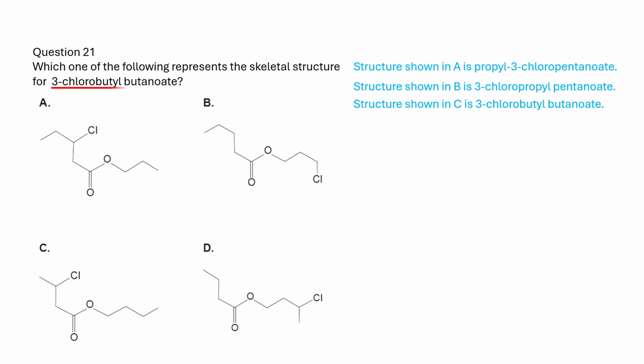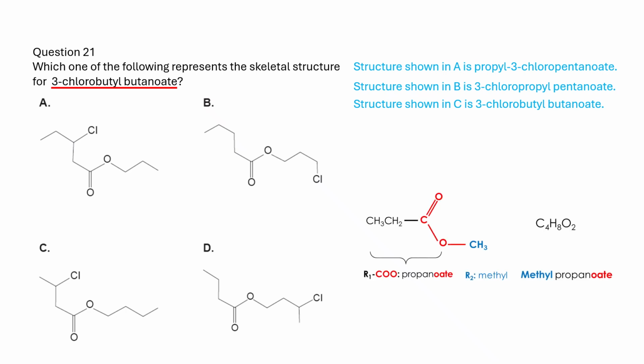We are tasked with identifying 3-chlorobutyl butanoate from a set of ester molecules. The naming of esters follows a specific principle. The alkyl group from the alcohol is named first by changing -ol to -yl, and the alkanoate from the carboxylic acid is named second by changing -ic acid to -ate. Let's use this principle to name the following esters. Structure A is propyl 3-chloropentanoate, structure B is 3-chloropropyl pentanoate, structure C is butyl 3-chlorobutanoate, and structure D is 3-chlorobutyl butanoate.